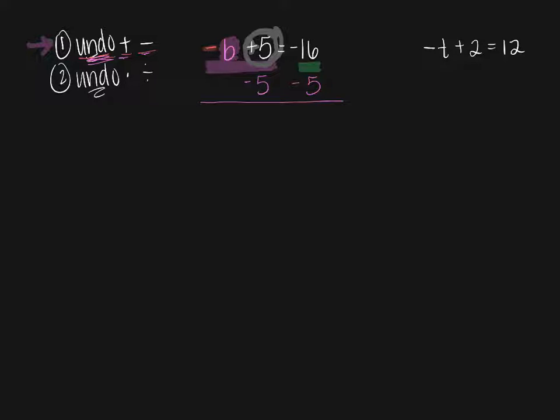All right, let's rewrite this and see what I look like. I look like now negative B plus 5 minus 5 equals negative 16 minus 5. Be careful here. Remember, let's rewrite all of this as adding a negative. I've got negative B plus 5 plus negative 5 equals negative 16 plus a negative 5.